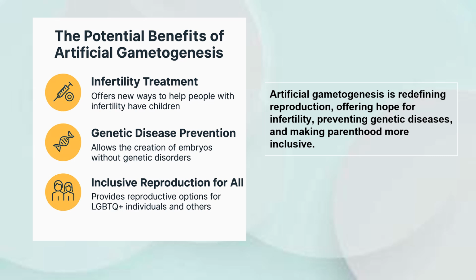Reproductive revolution. This technology is more than just a cure for infertility. It's a revolution in reproduction. It could allow same-sex couples or single individuals to have biological children using only their own skin cells. It could also be used to prevent certain genetic diseases by carefully selecting or editing gametes. In essence, artificial gametogenesis has the potential to broaden access to parenthood, reshape family structures, and bring equality to people traditionally left out of reproductive medicine.